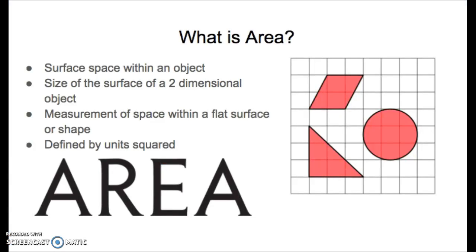First, we're going to define area. Area is the surface space within an object. It's the size of the surface within a two-dimensional object or plane. It's the measurement of space within a flat surface or shape, and it is always defined by units squared.